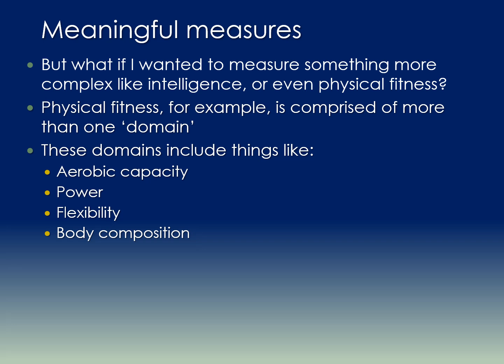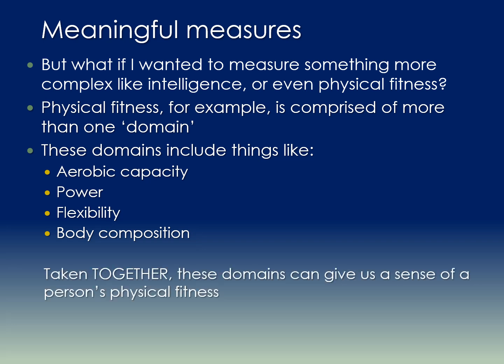Aerobic capacity is in liters per minute. Power is in watts. Flexibility could be degrees or radians if I'm looking around a joint. Body composition is measured in percentages. They're all different types of measures, right? But taken together, these domains collectively give us a sense of a person's physical fitness. But the issue is they all have different units of measurement.